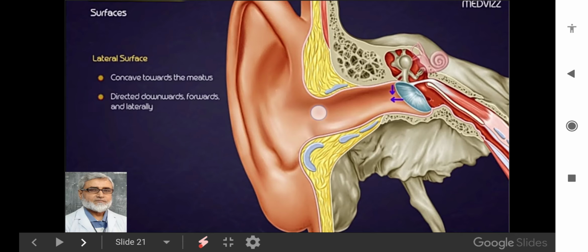Just see, this one is your lateral surface, directed downward, anteriorly and laterally. And this surface of the tympanic membrane is concave toward the meatus. It is concave and directed downwards, forward and laterally. See here, downward, forward and laterally. This one is the direction. So this is the lateral surface, and this region is your medial surface. This surface is the lateral surface of the tympanic membrane.